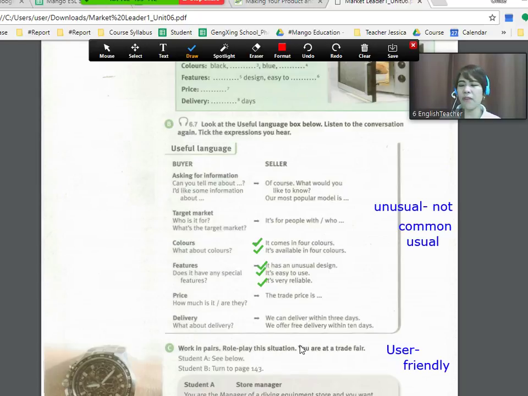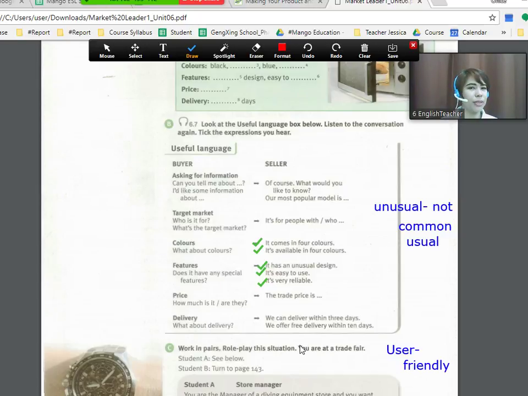Okay, so whichever answer the seller gives to the buyer, these expressions are both correct. So guys, do not forget to use this useful language. Now, in order for you to not forget this useful language, I want you to read these language and expressions.